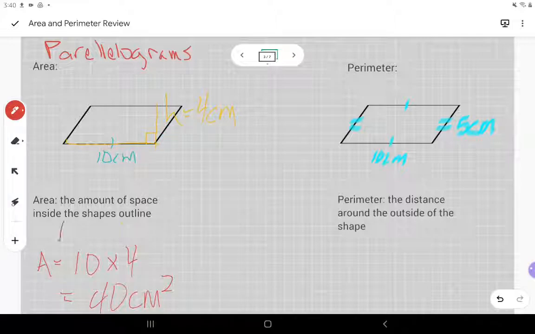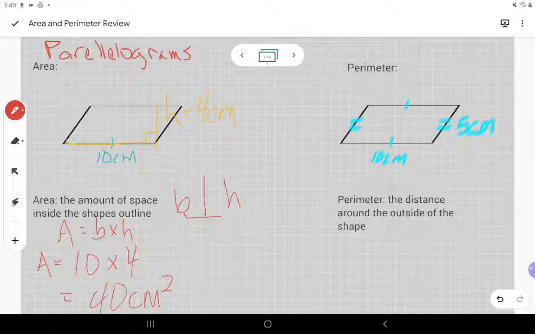Now, our formula that we use then is base times height. And remember, the base and the height must meet at a 90-degree angle to one another, meaning they must be perpendicular to one another. You'll need that word next year. Okay? When I'm looking at perimeter of the parallelogram, I don't care about the height. The height was 4, but I don't need the height because the height is really on the inside of my shape. I don't care about that.